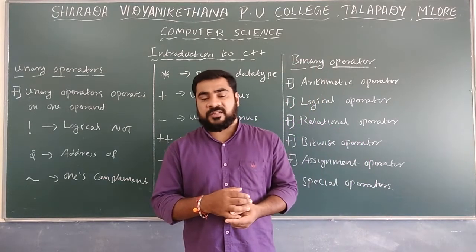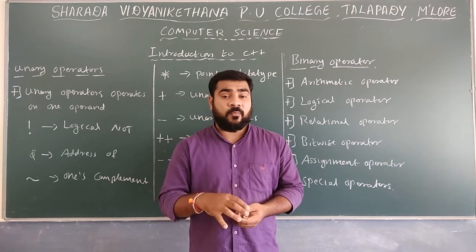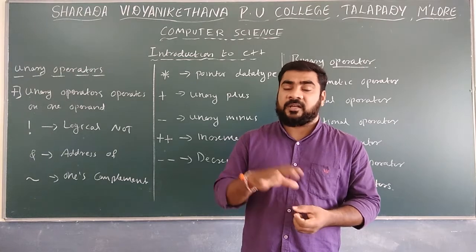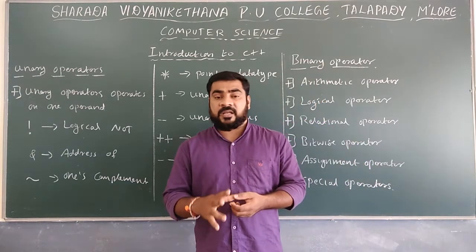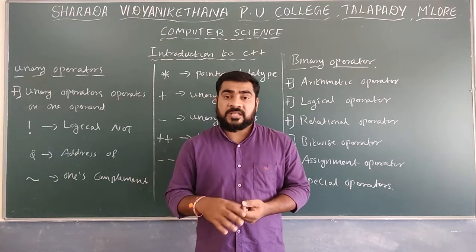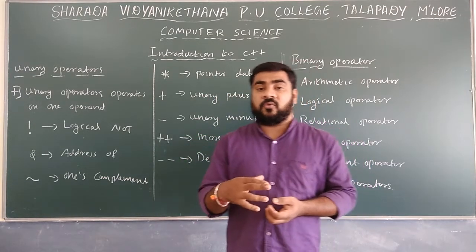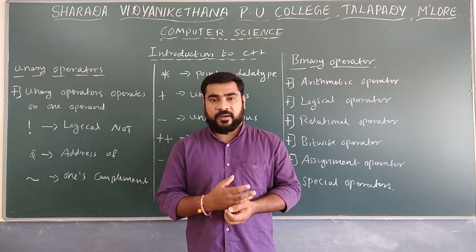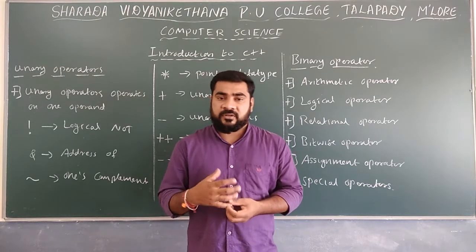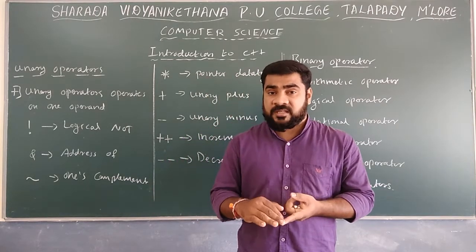Next is the binary operator. A binary operator operates on two operands. Whenever two operands are there, the binary operator works on them. The last one is the ternary operator. A ternary operator operates on three or more operands. Whenever we use three or more operands for one operation, that is known as a ternary operator. These are the three types of operators we discussed in the previous session.